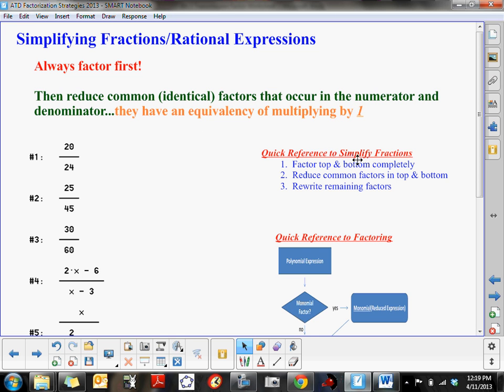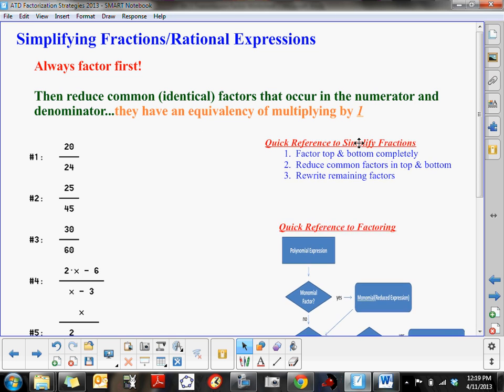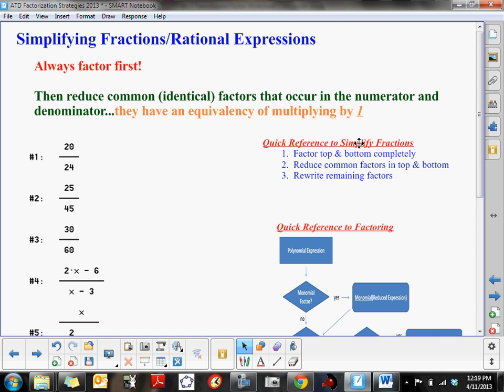So I've got a quick reference guide here for you. What you're going to do is factor top and bottom, reduce common factors in top and bottom, and then rewrite. So you factor, reduce, and rewrite. Those are your 3 steps. Even though you might do these differently if you had these numerical numbers, what I'm going to show you is this procedure of factoring first, then reducing, and then rewriting.